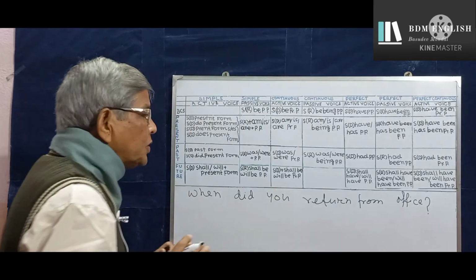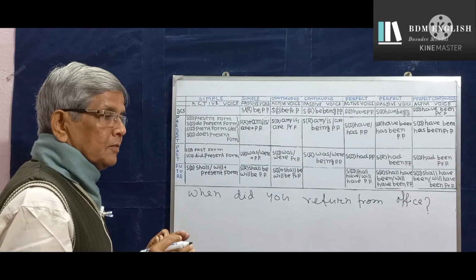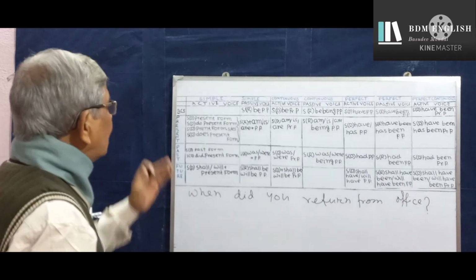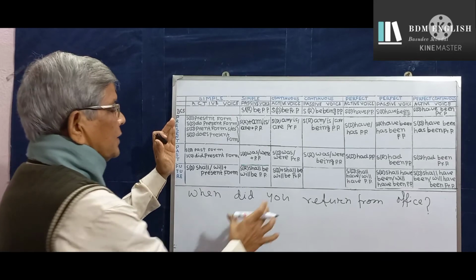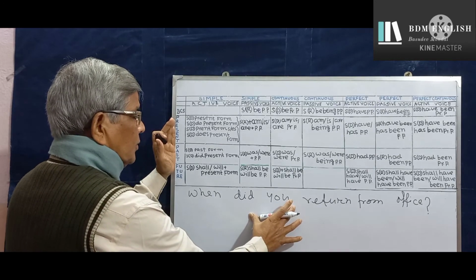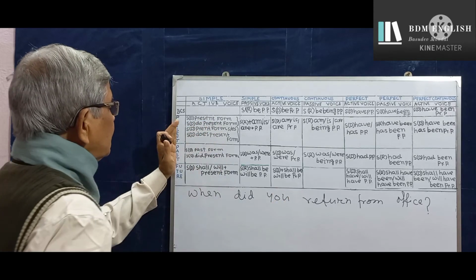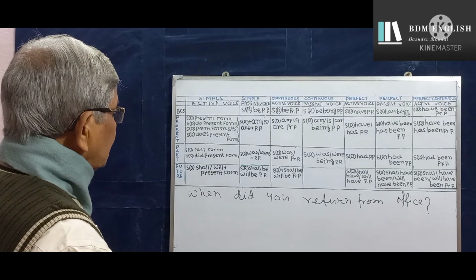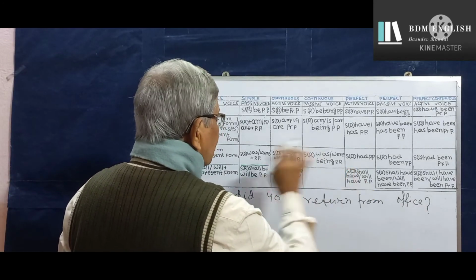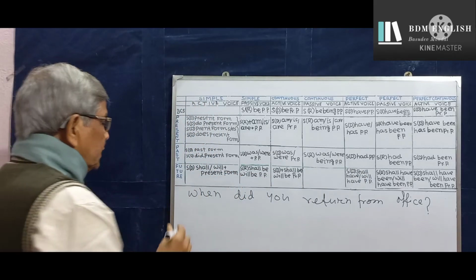But when the question is about the subject, when the answer is the subject, the rule is different. We cannot use these alternative structures as I have done here. When did you return from office? The verb form, original structure, does not change. And we cannot shift the helping verb before the subject because the question word then itself is the subject.